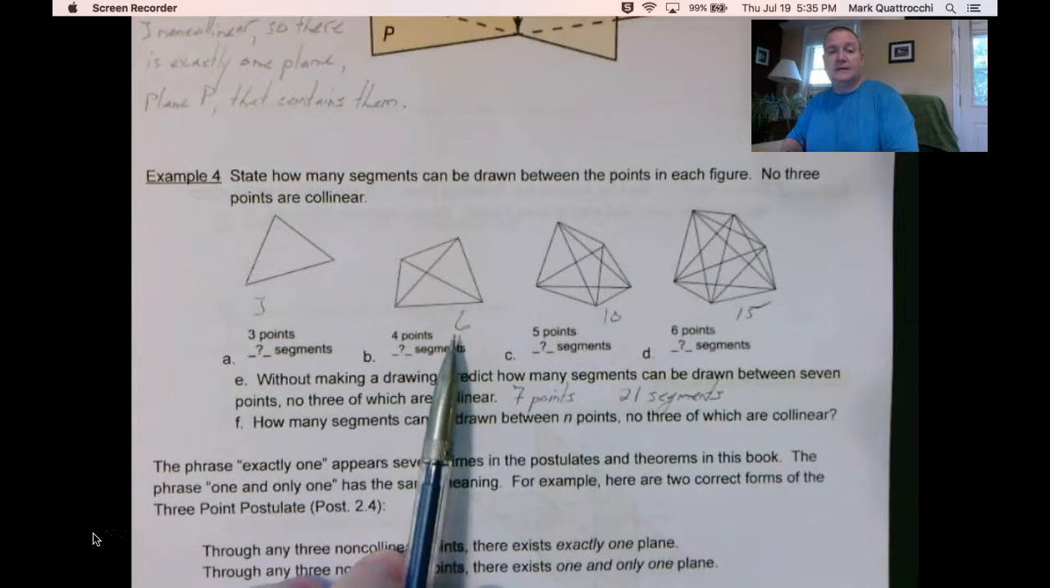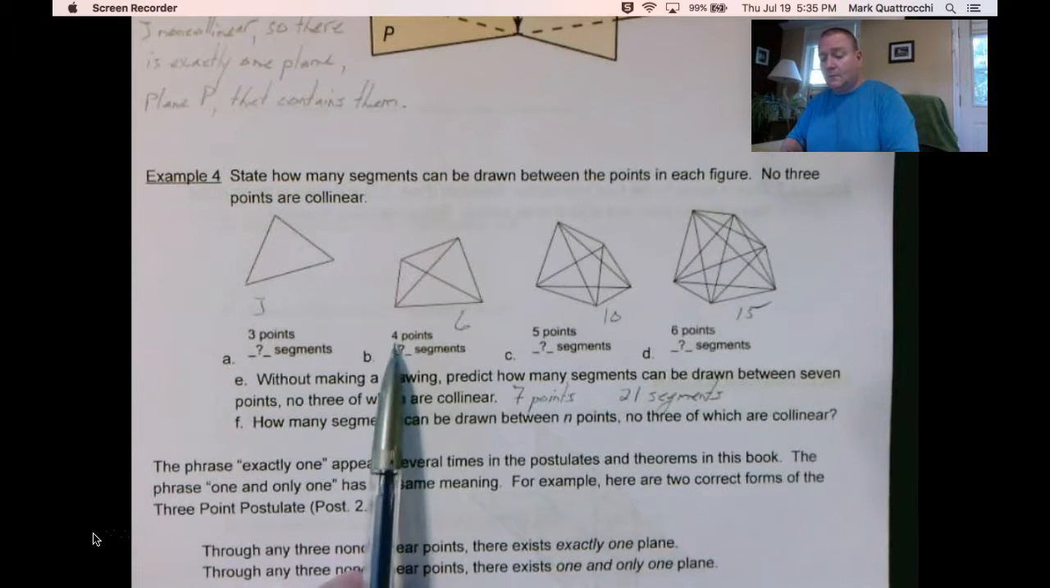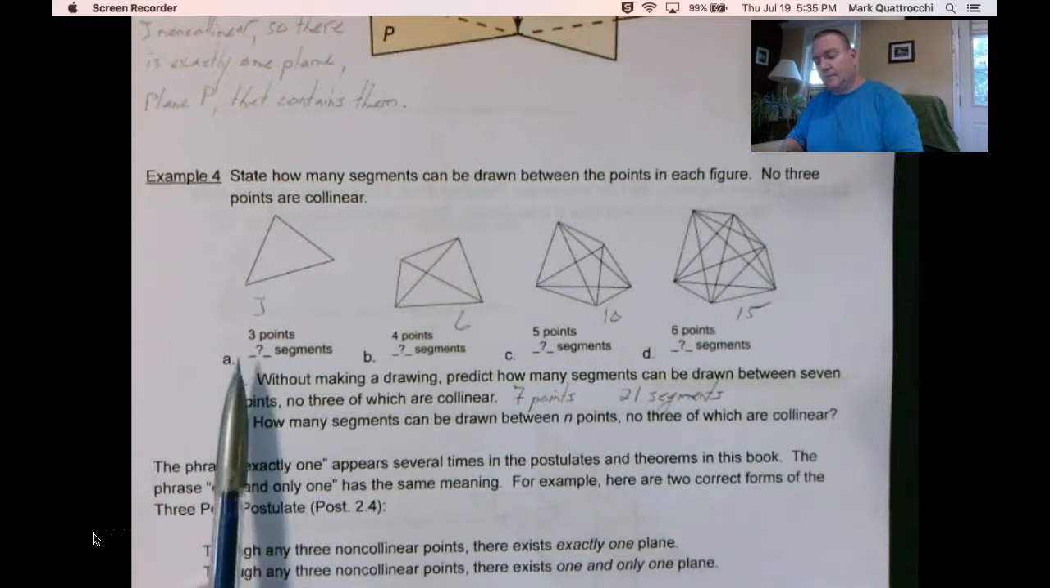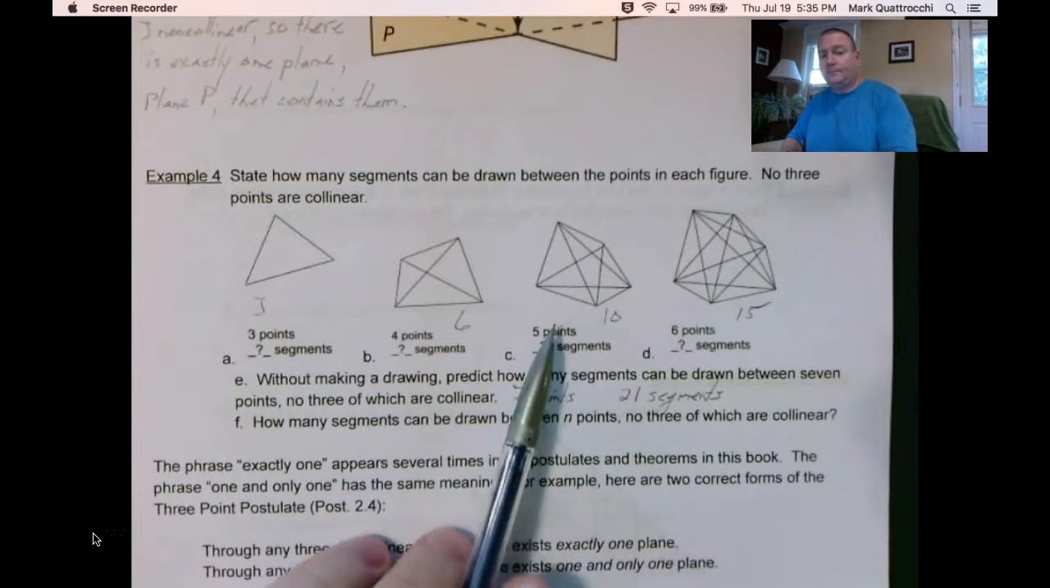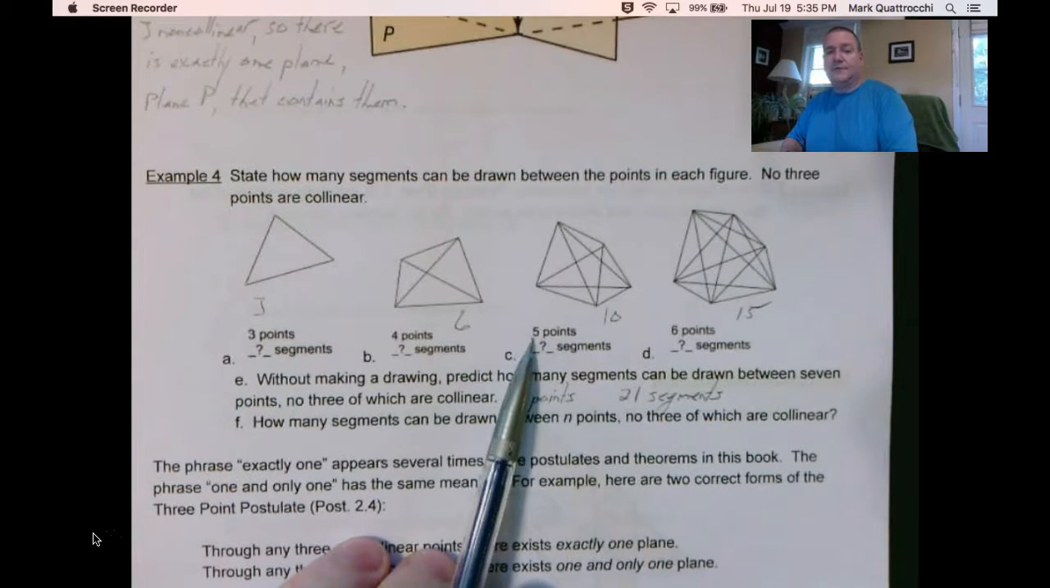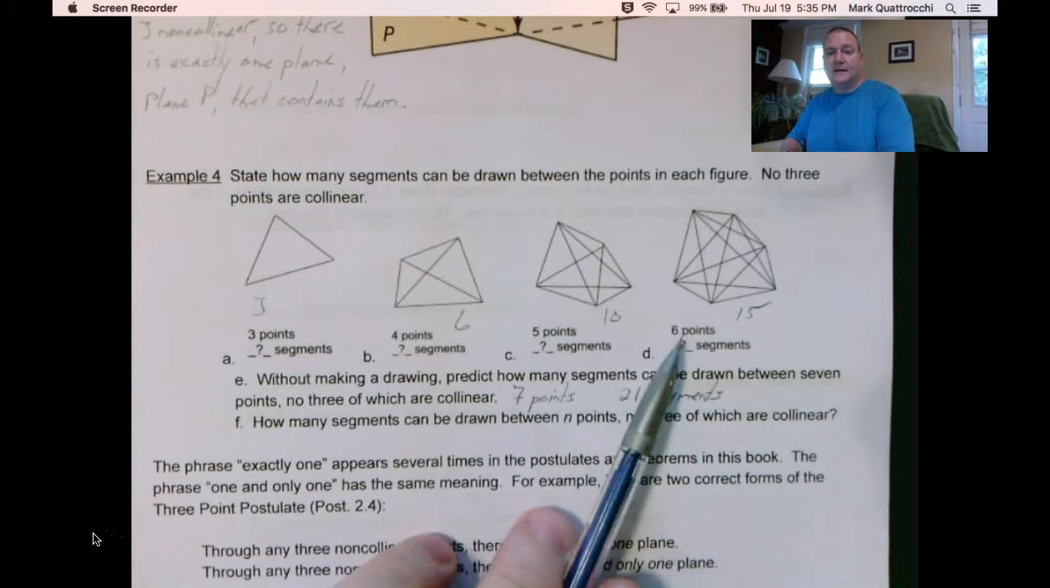Now, 6 is half of 12. 12 is 4 times 3. So 4 times 3 divided by 2 is equal to 6. 3 times 2 is 6, divided by 2 is 3. 5 times 4 is 20, divided by 2 is 10.